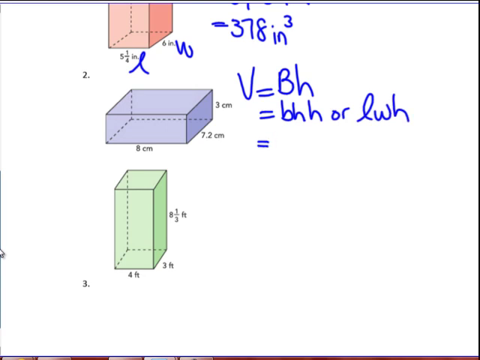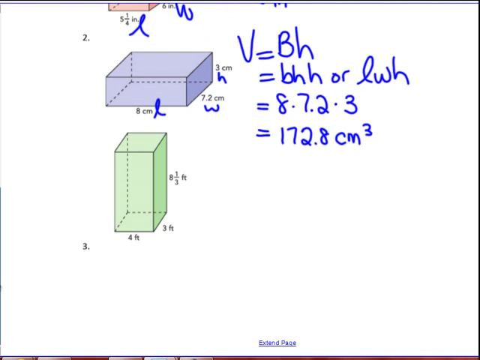So I have 8 times 7 2/10 times 3. Here's my length. Here's my width. Here's my height. Doesn't matter again, though. I usually do them counterclockwise like that. So that answer is 172 8/10 centimeters cubed. Thanks, Dylan.